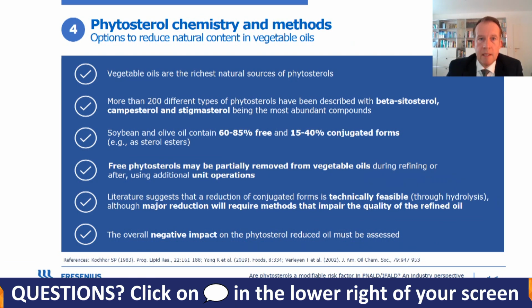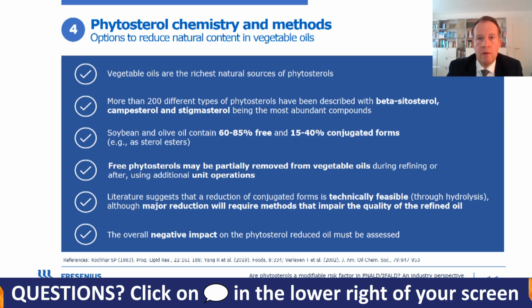This slide summarizes key aspects relevant to phytosterol chemistry. We know that vegetable oils are the richest natural sources of phytosterols and that more than 200 different types of phytosterols have been identified. Among them, beta-sitosterol, campesterol, and stigmasterol are the most abundant compounds.